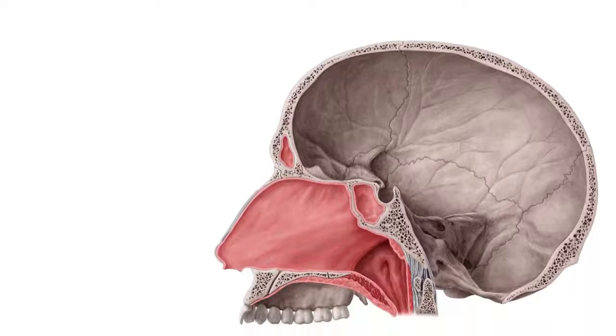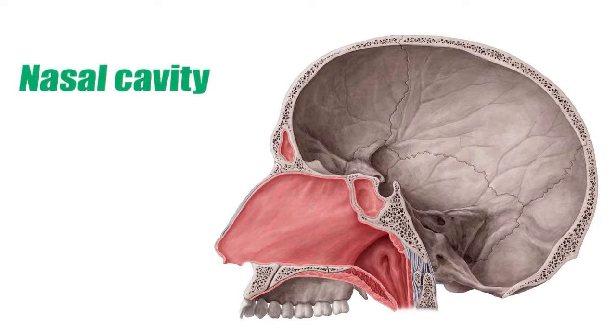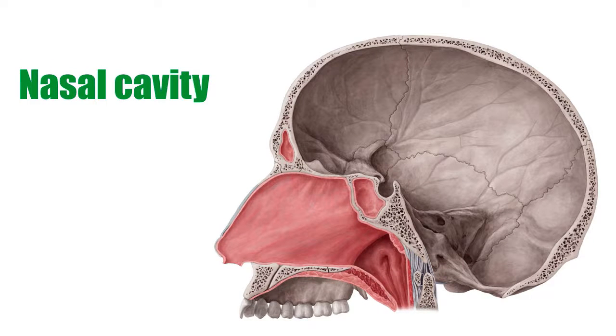Today we're going to talk about the structures on the medial wall of the nasal cavity. But before we begin, I'm just going to give you a quick overview. The nasal cavity is actually made up of two nasal cavities that are separated by the nasal septum. We can see the nasal septum here.